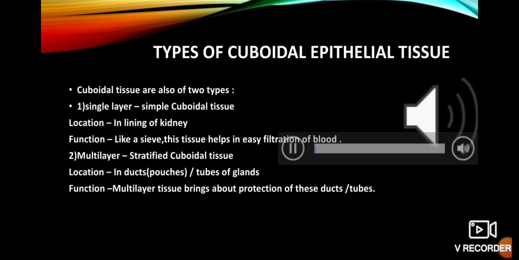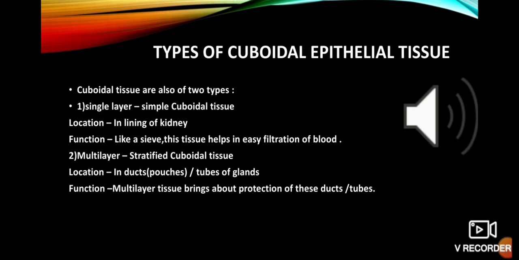Now, cuboidal epithelial tissue is again of two types. One is on the basis of the single layer and the other is multi-layer. So the single layer cuboidal epithelial tissue has been named as simple cuboidal epithelial tissue or simple cuboidal epithelium. They are located in the lining of the kidney.